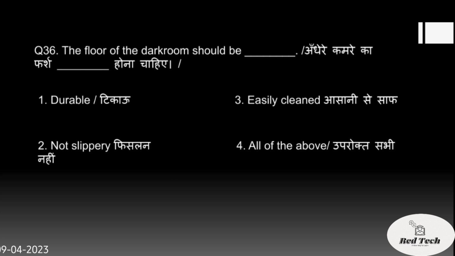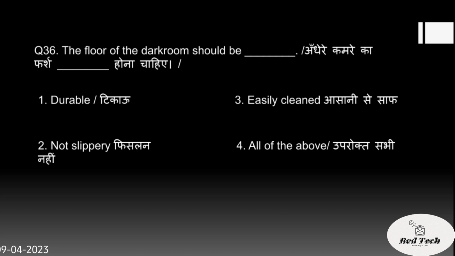Question number 36. The floor of the darkroom should be. What criteria should be fulfilled in the darkroom? So options are: option 1 is durable, option second is not slippery, option third is easily cleaned, and option 4 is all of the above.